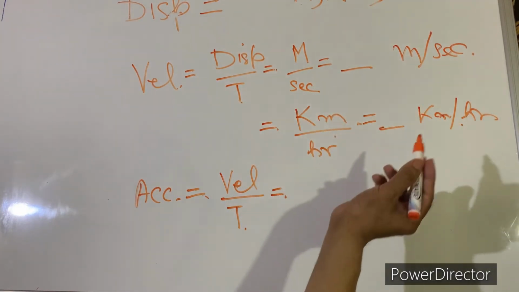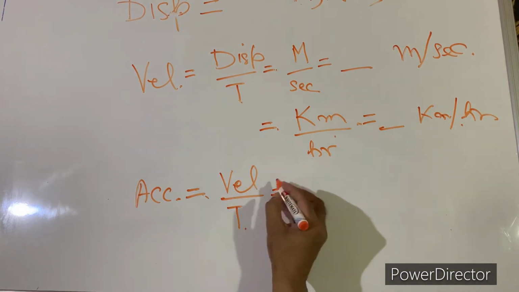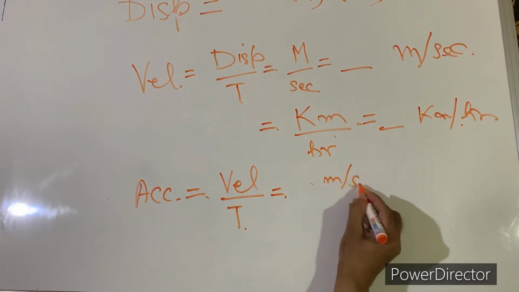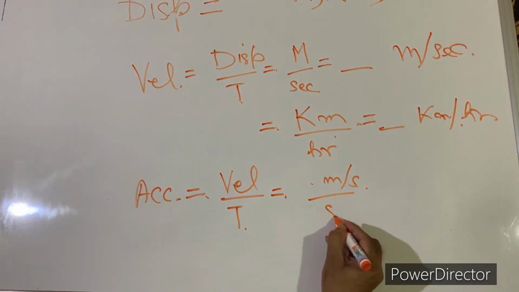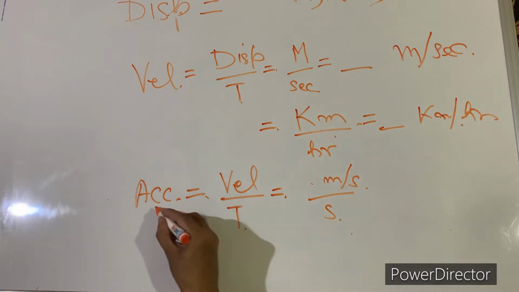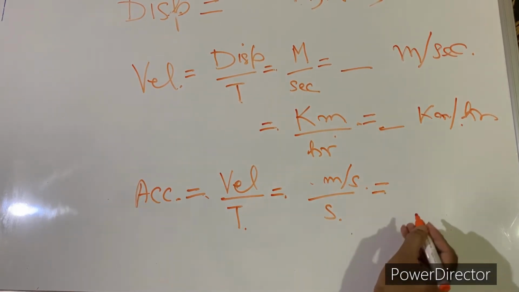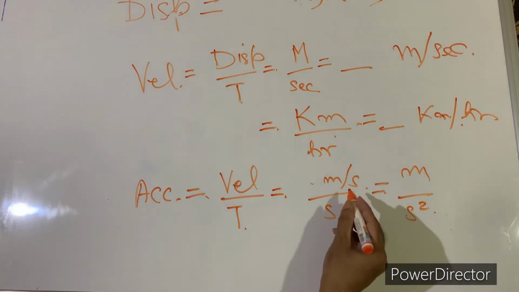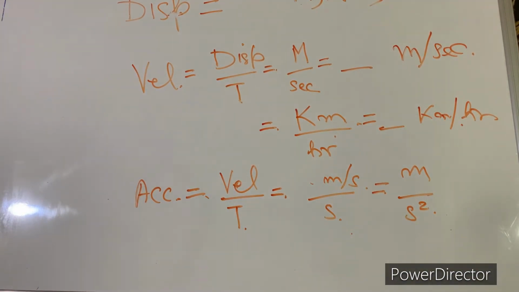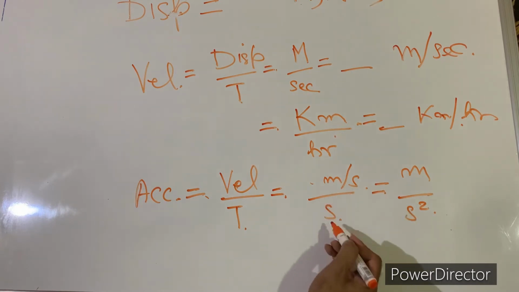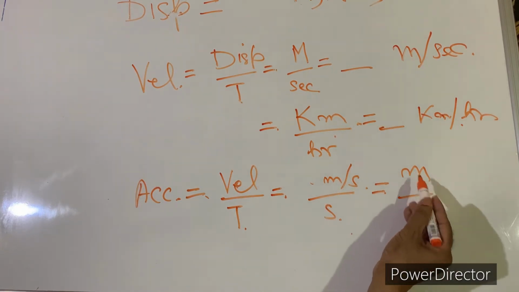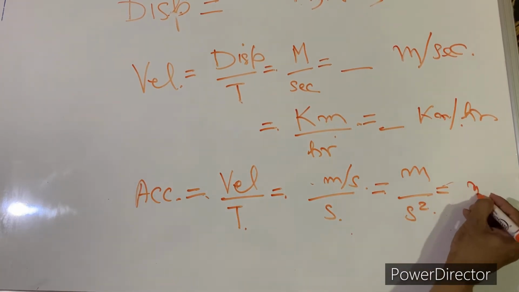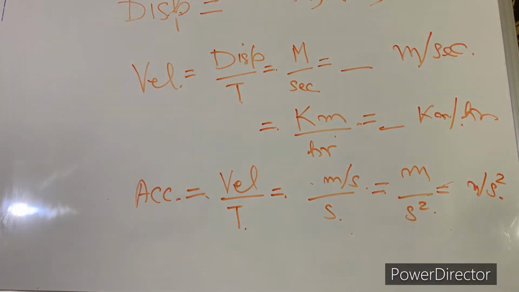Suppose we are taking meters and seconds, and we remember that the unit of velocity was meters per second and the time is also in seconds. So the unit of acceleration becomes meter divided by second, then again divided by second, hence it becomes m/s². Hence your unit of acceleration will come out to be meters per second square.